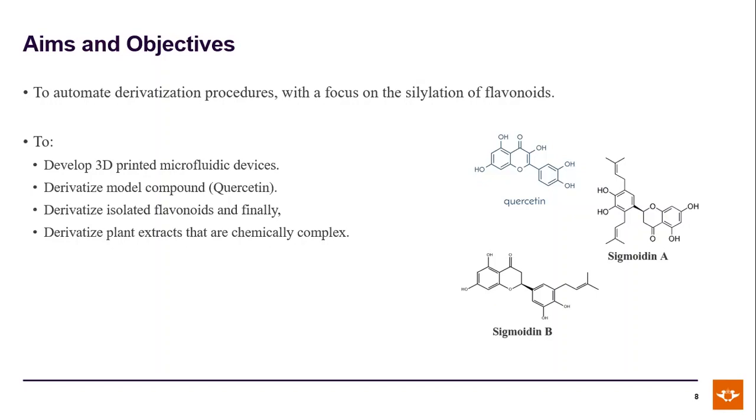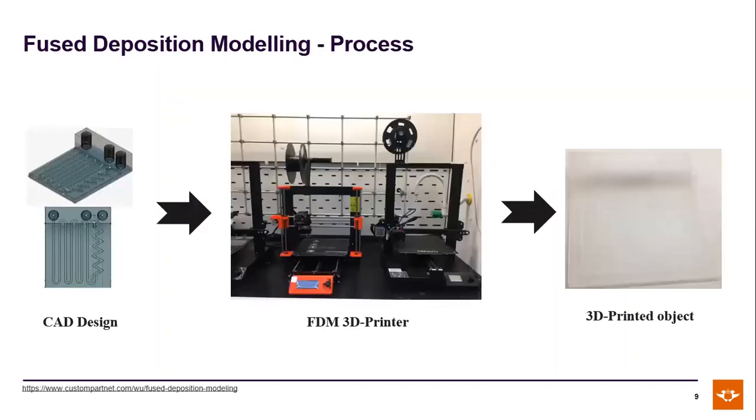In developing the 3D printed microfluidic device, we used fused deposition modeling. Here, we designed the device using Fusion 360, an open source computer-aided design software. Then the device was printed using a chemically resistant transparent polypropylene thermoplastic filament.